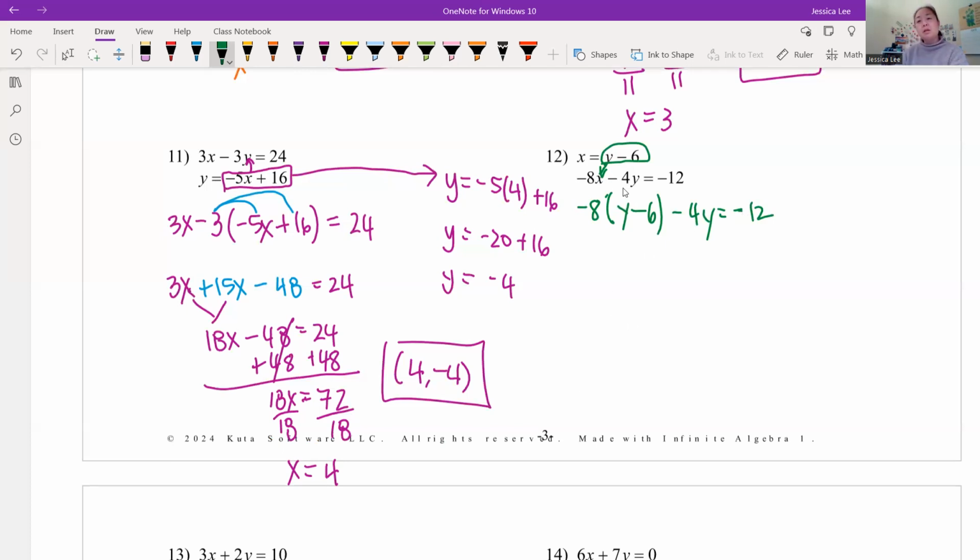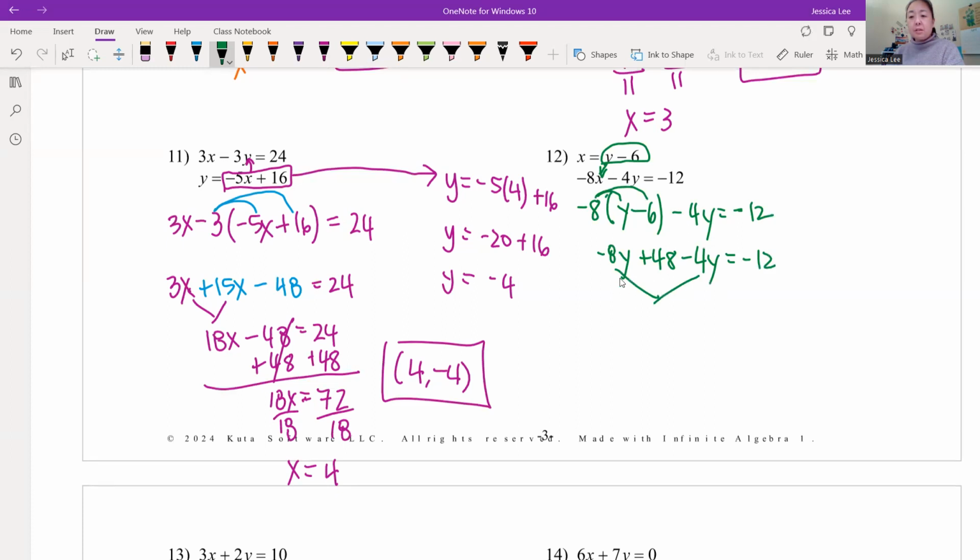And the reason why we do that is that if we have two variables, we can't solve for x or y, right? It's not possible. So we needed to have it in one variable. So now that we have only one variable, now we can solve for that variable. So again, we got parentheses, so we're going to distribute. So negative 8 times y, negative 8y, negative 8 times negative 6 is going to be plus 48, minus 4y is equal to negative 12.